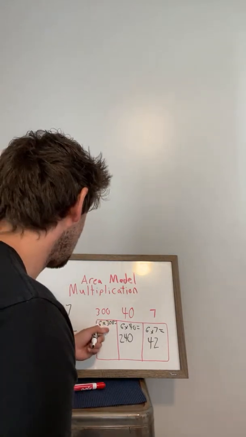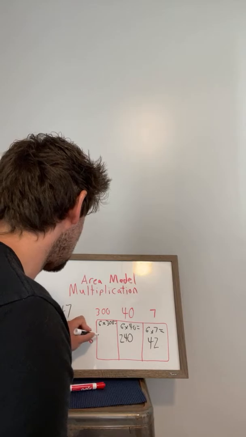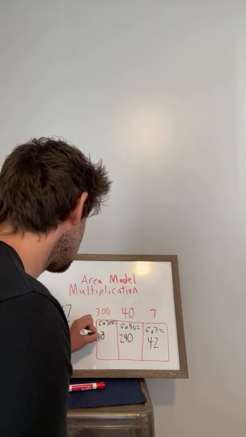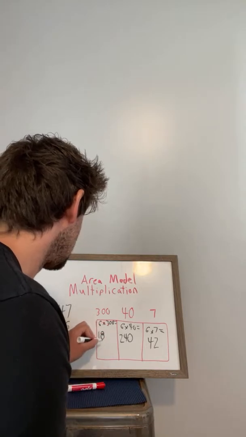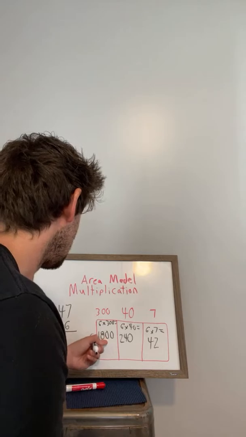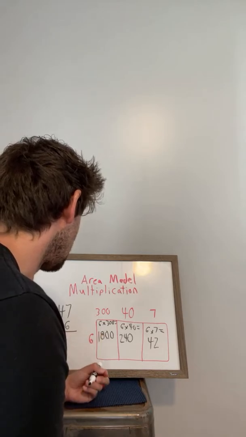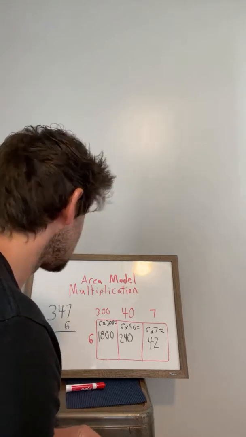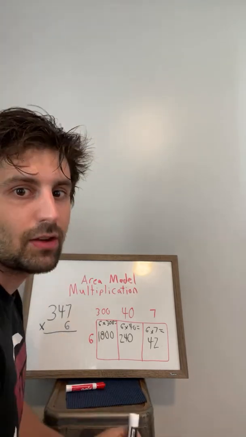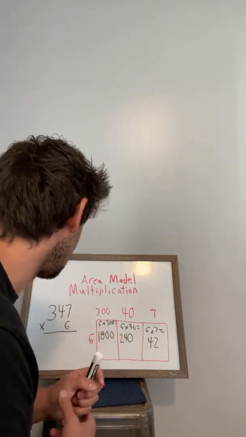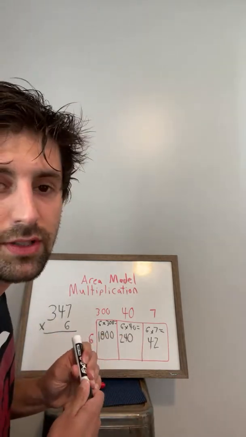6 times 300, we're going to multiply 6 times 3 and then add 2 zeros to our answer. 6 times 3 is 18. There's 2 zeros in the number 300, so I'm going to add 2 zeros. 6 times 300 is 1,800. All right, now final step. You guys already know what the final step is. I know you know. I know that you know. Final step, we have to add these 3 numbers together. And then we'll know what 347 times 6 is.